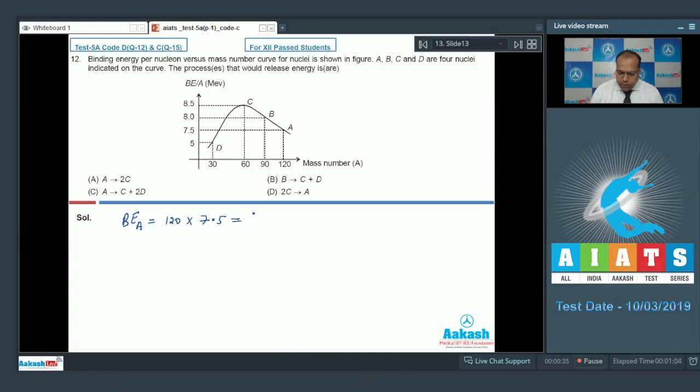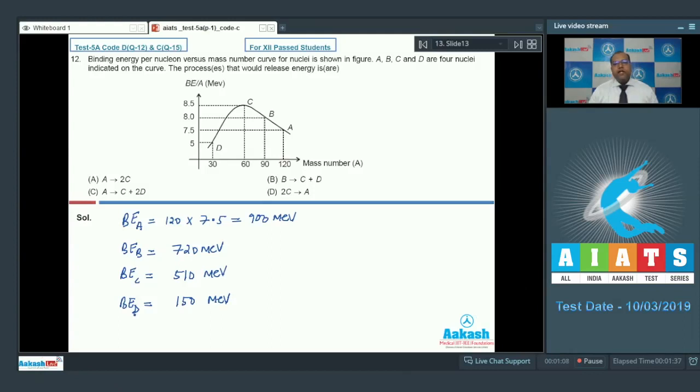So it comes out to be 900 mega electron volt. Similarly, if I calculate the binding energy of B, then it comes out to be 720 mega electron volt. Binding energy of C comes out to be 510 mega electron volt, and binding energy of D nuclei comes out to be 150 mega electron volt.